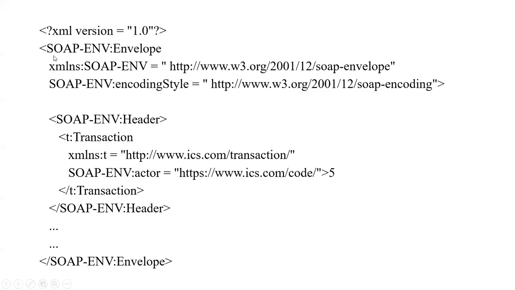So this is an example for the header. Here we start with the envelope. These two headers are optional. Here we start the header, where we want to write some transaction. Here we specify the transaction URL. And here we add some more headers. Here we use the actor attribute for the final address. Here we close the header and close the envelope. Here we write the actual text or actual message.